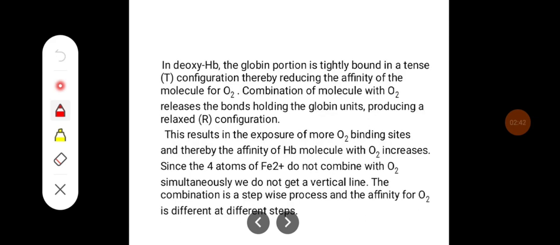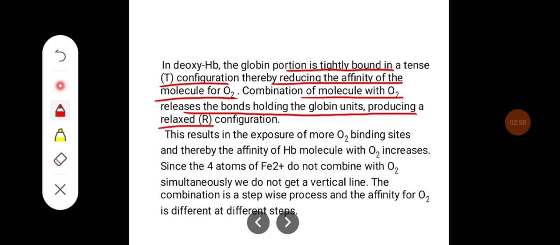In deoxyhemoglobin, the oxygen portion is tightly bound in a tense configuration, thereby reducing the affinity of the molecule for oxygen. Combination of molecule with oxygen releases bonds holding the globin units, producing a relaxed state of configuration. This results in exposure of more oxygen binding sites, and thereby the affinity of hemoglobin molecule with oxygen increases.